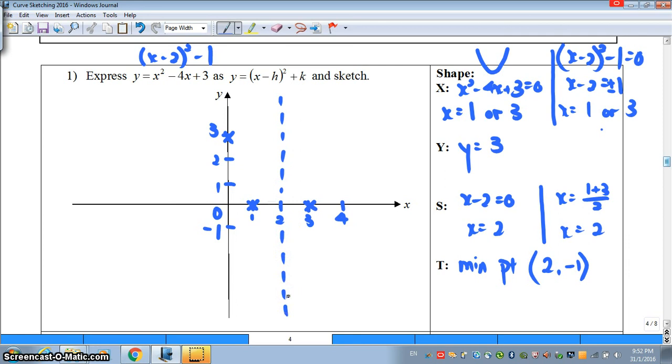Of course, you should be doing this with your ruler. Last but not least, the minimum point, (2, -1). And remember to indicate the coordinates as well. And next, you will have to join all the points together to form a smooth curve. And there you have it. We are done for our curve sketching on page 4.